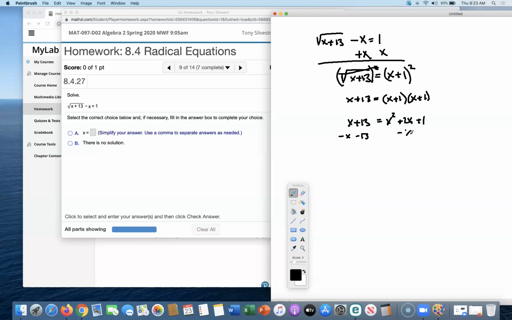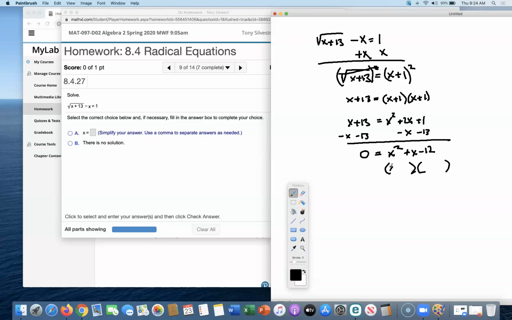Let's line these up. Minus 13 gives me 0 equals X squared, 2X minus X is X, minus 12. Okay, so there's a lot more work to this problem than we just saw. Okay, what do you do now? You're going to factor this.